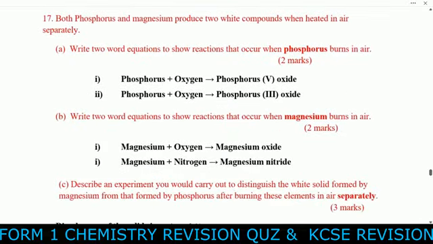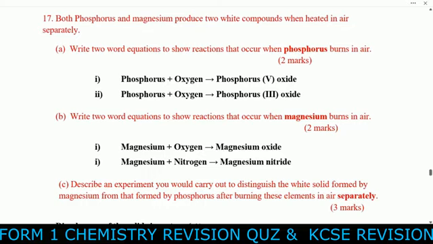Next, we go to question number 17. Both phosphorus and magnesium produce two white compounds when heated in air separately. Write two word equations to show the reactions that occur when phosphorus burns in air. So phosphorus, you burn it in oxygen, you get phosphorus 5 oxide. Phosphorus plus oxygen, you get phosphorus 3 oxide.